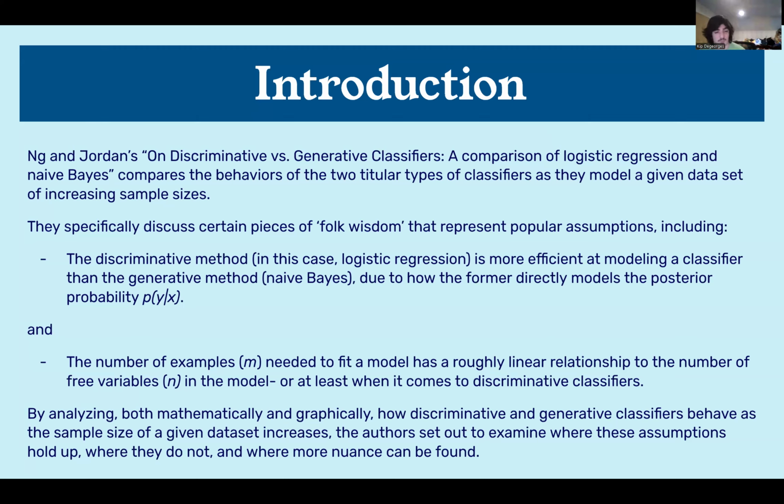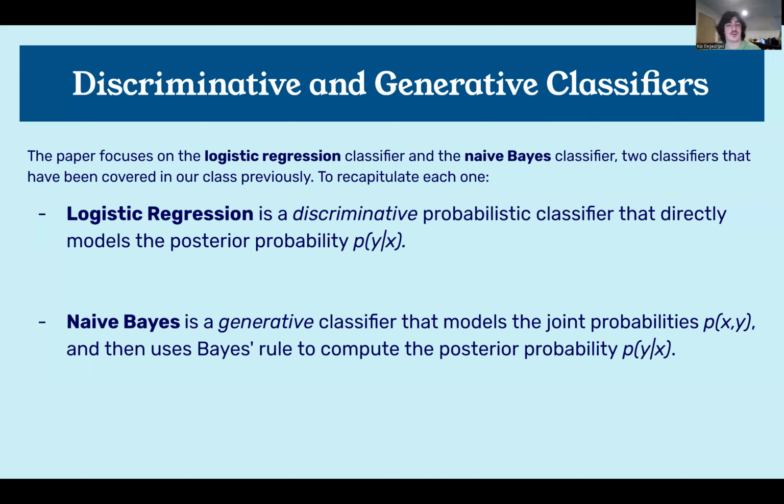By analyzing both of them mathematically and graphically in terms of how they grow with increasing sample size and accuracy, they set out to examine whether these assumptions hold up, where they don't, and where more nuance can be found. The paper focuses on two types of classifiers that I already covered in class, but I'll go over them again just to make sure. Logistic regression is a discriminative probabilistic classifier for modeling the posterior probability P of y given x. Naive Bayes is generative, and it models the joint probability P of x and y, and then uses Bayes' rule to compute the posterior probability.